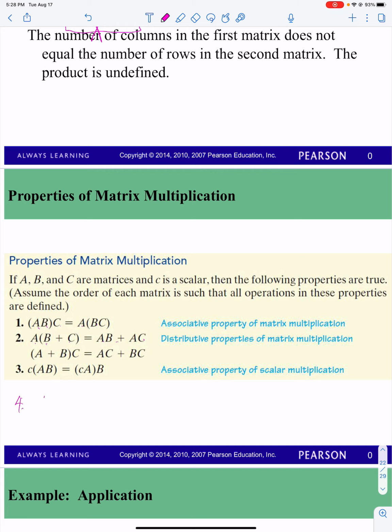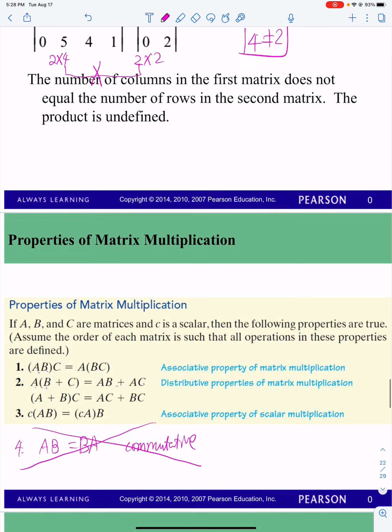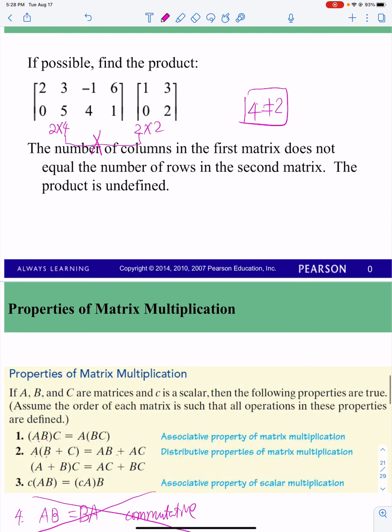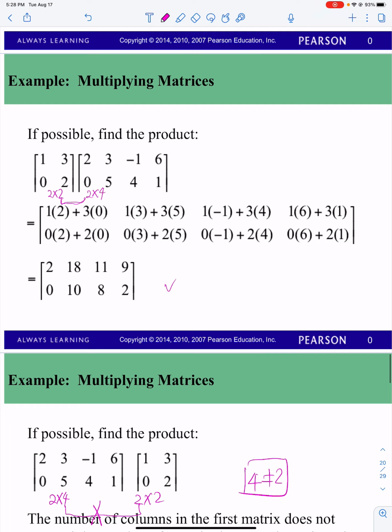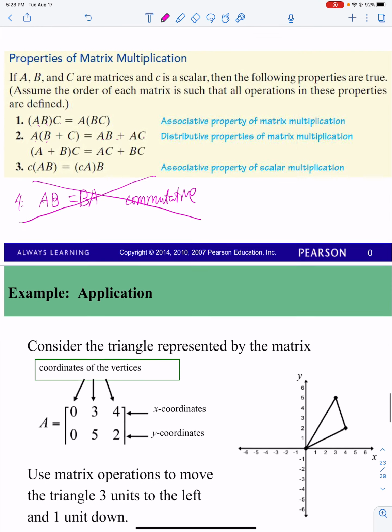Do we have AB equal to BA? Is it commutative? Do we have this property? No. You can look at the example above. You can do A times B here, but could you do B times A? No. It's not even defined, yeah? So you do not have this property.